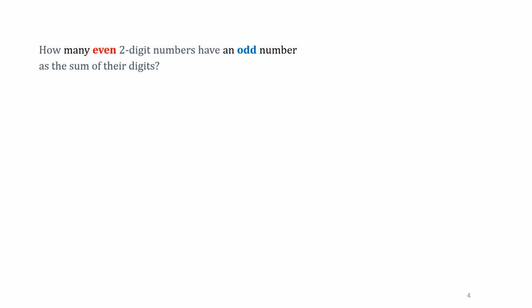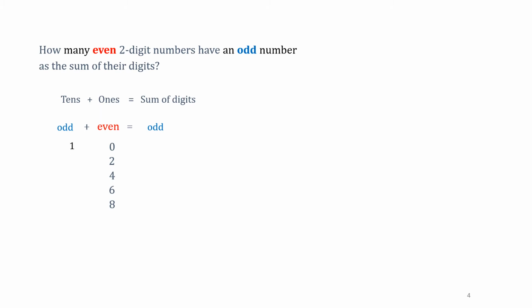How many even two-digit numbers have an odd number as the sum of their digits? The tens plus the ones equals the sum of digits. Now the sum is odd. When the number is even, that means the ones are even. Even digits are 0, 2, 4, 6, 8. What plus even is odd? Odd plus even equals odd.